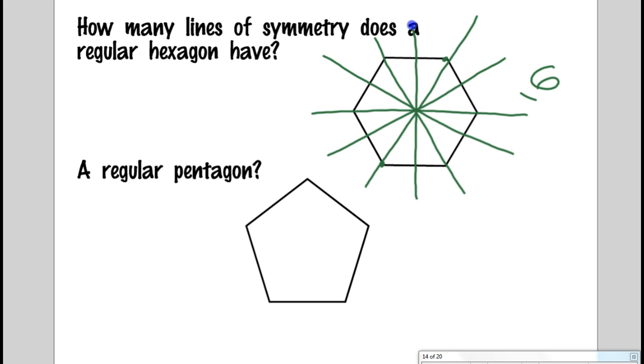We should do this with a circle just to make fun. A circle has an infinite number of lines of symmetry. You're right, Jacob. 6 is the answer. There are 6 lines right here. 6 lines of symmetry for a hexagon.